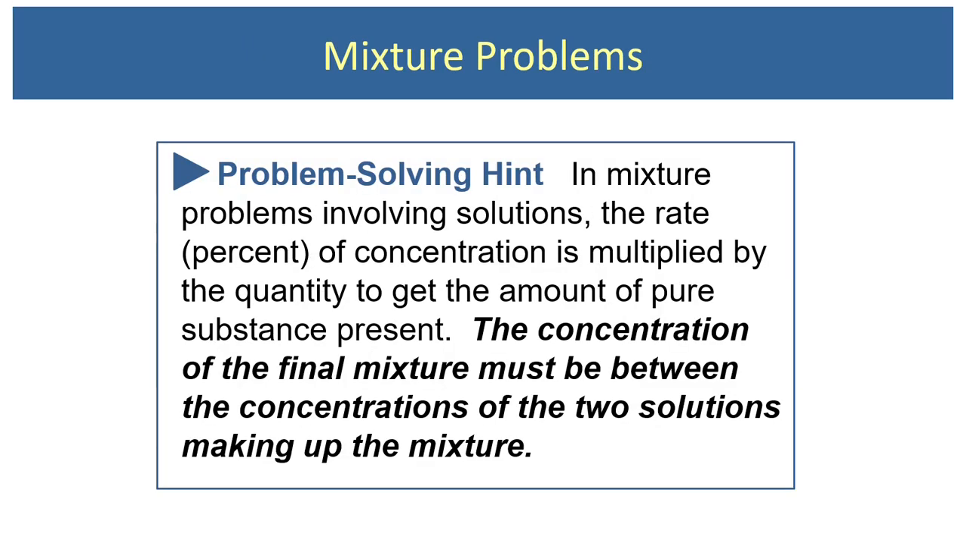In mixture problems involving solutions, the rate or percent of a concentration is multiplied by the quantity to get the amount of pure substance present. The concentration of the final mixture must be between the concentrations of the two solutions making up the mixture. If it is not, then go back and check your work. There must be a mistake that was made.